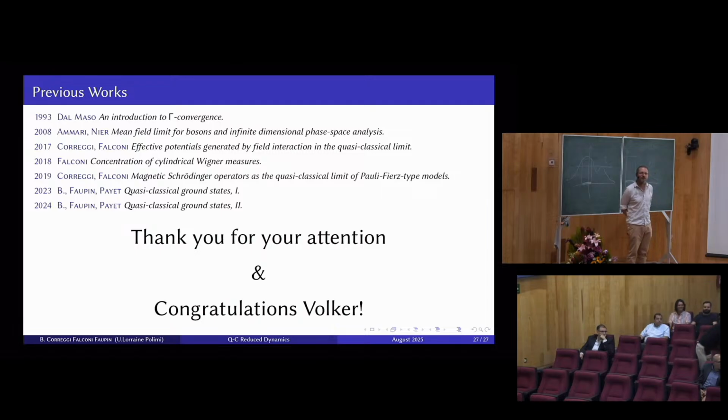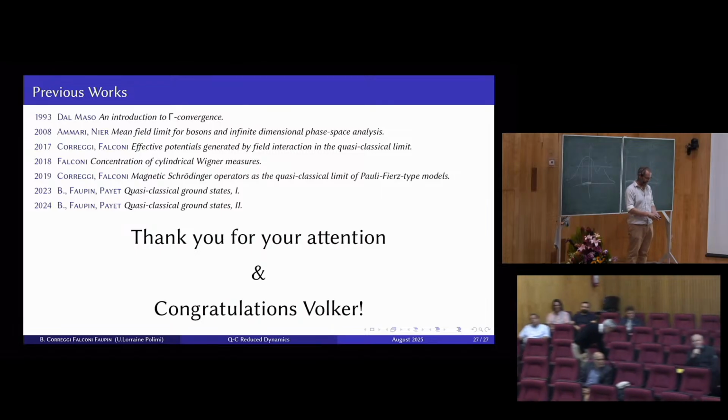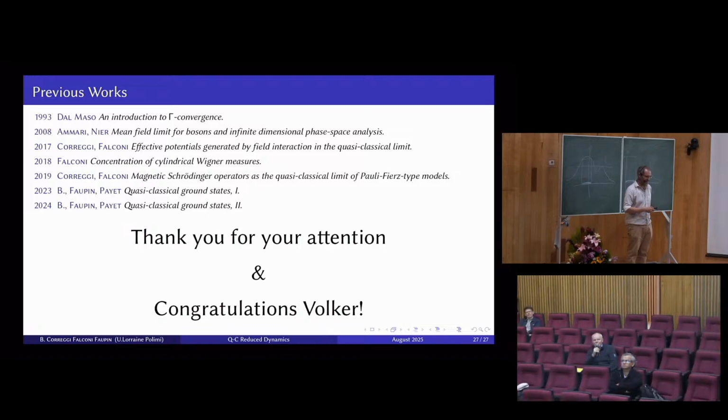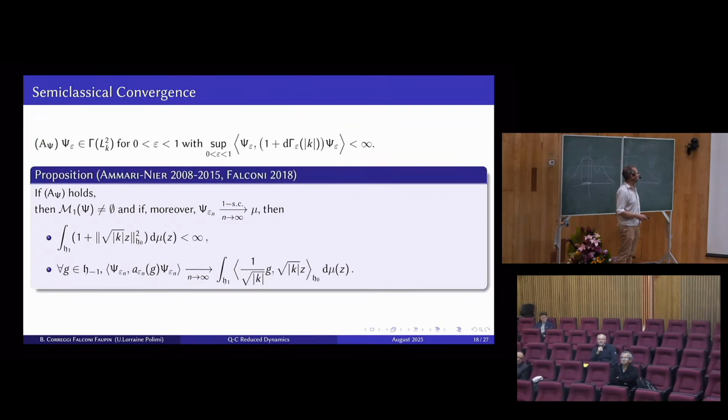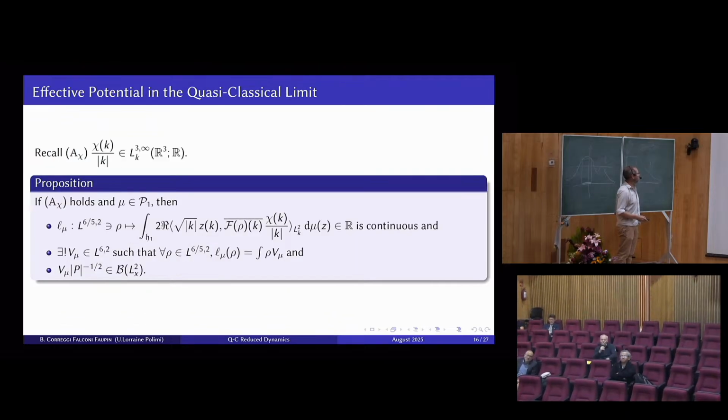I have two questions. The first question is about the exponent 6/5 for rho. In the first estimate, you actually gave a proof. Yeah.